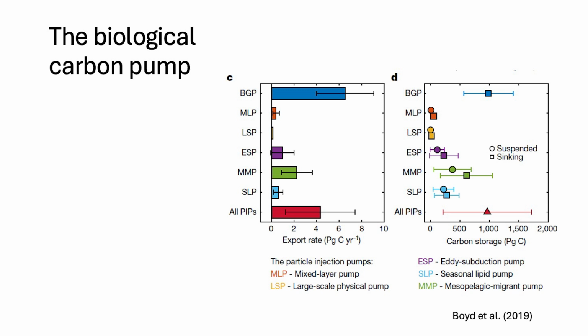And we can put some estimates on these. These are the estimates that Boyd put on these in his review paper. We see that the biological gravitational pump is the most important, but the others are potentially adding up to just as significant, and those other pumps are far less quantified, and they also potentially have different sequestration timescales.